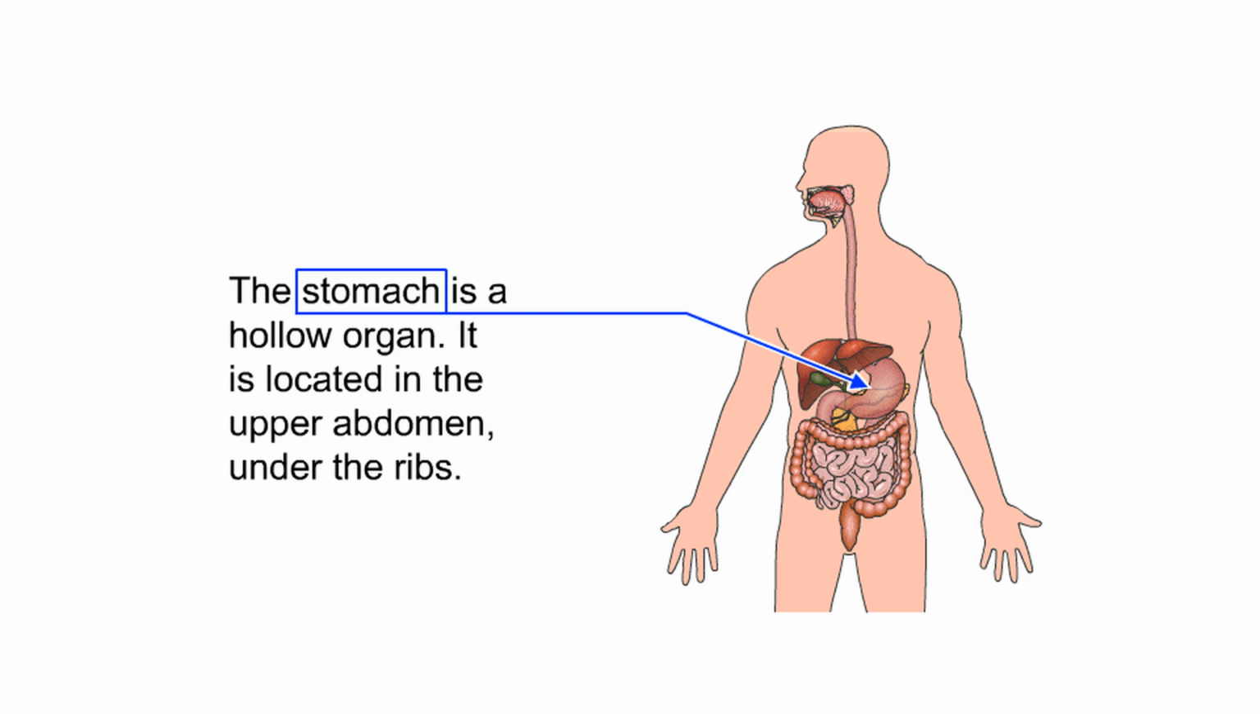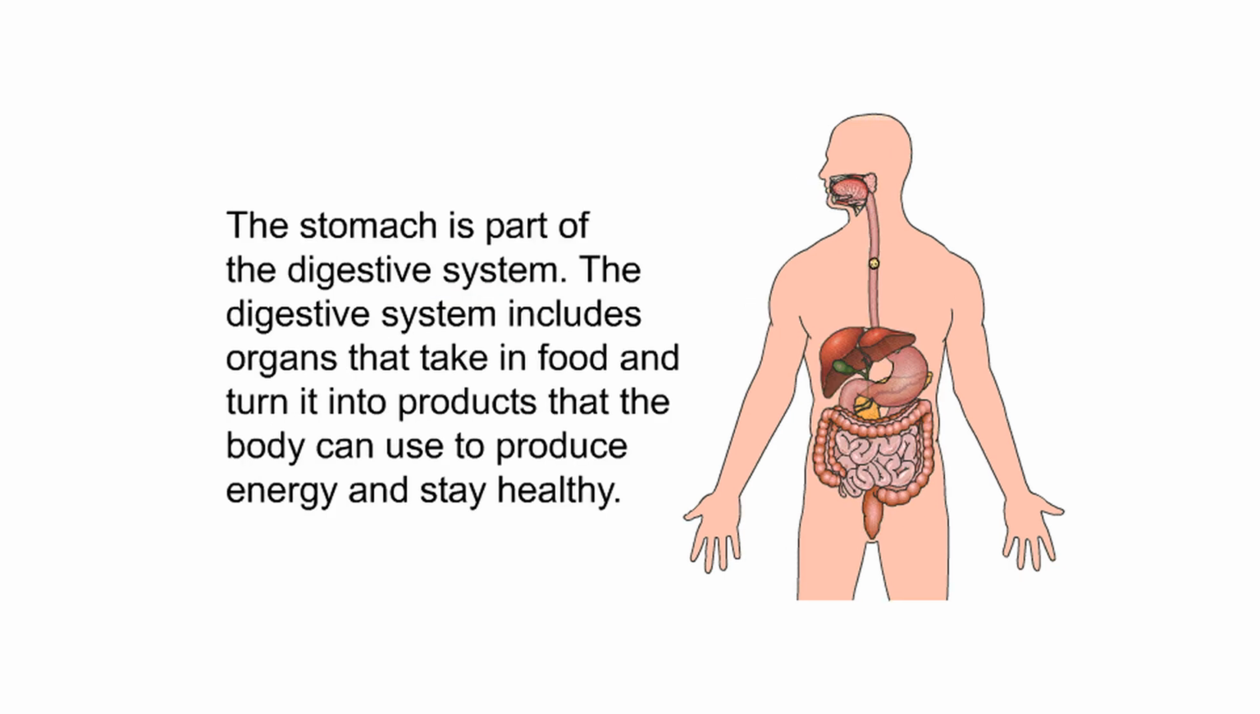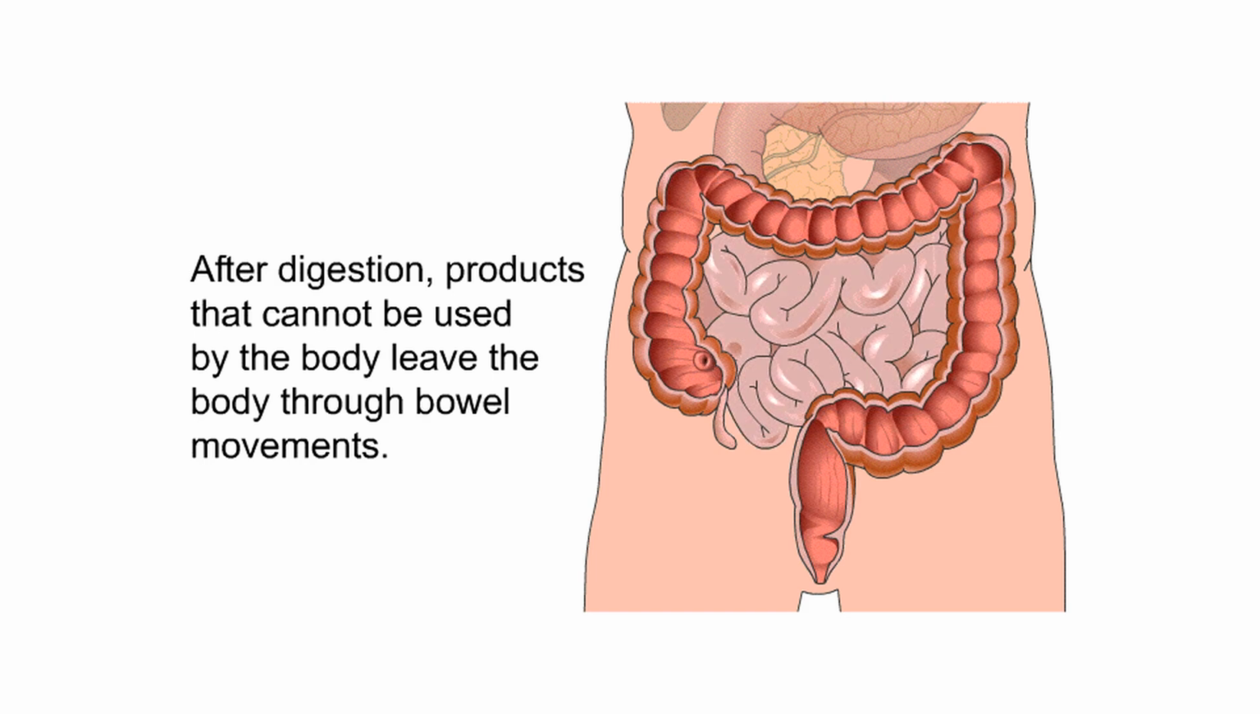The stomach. The stomach is a hollow organ. It is located in the upper abdomen, under the ribs. The stomach is part of the digestive system. The digestive system includes organs that take in food and turn it into products that the body can use to produce energy and stay healthy. After digestion, products that cannot be used by the body leave the body through bowel movements.